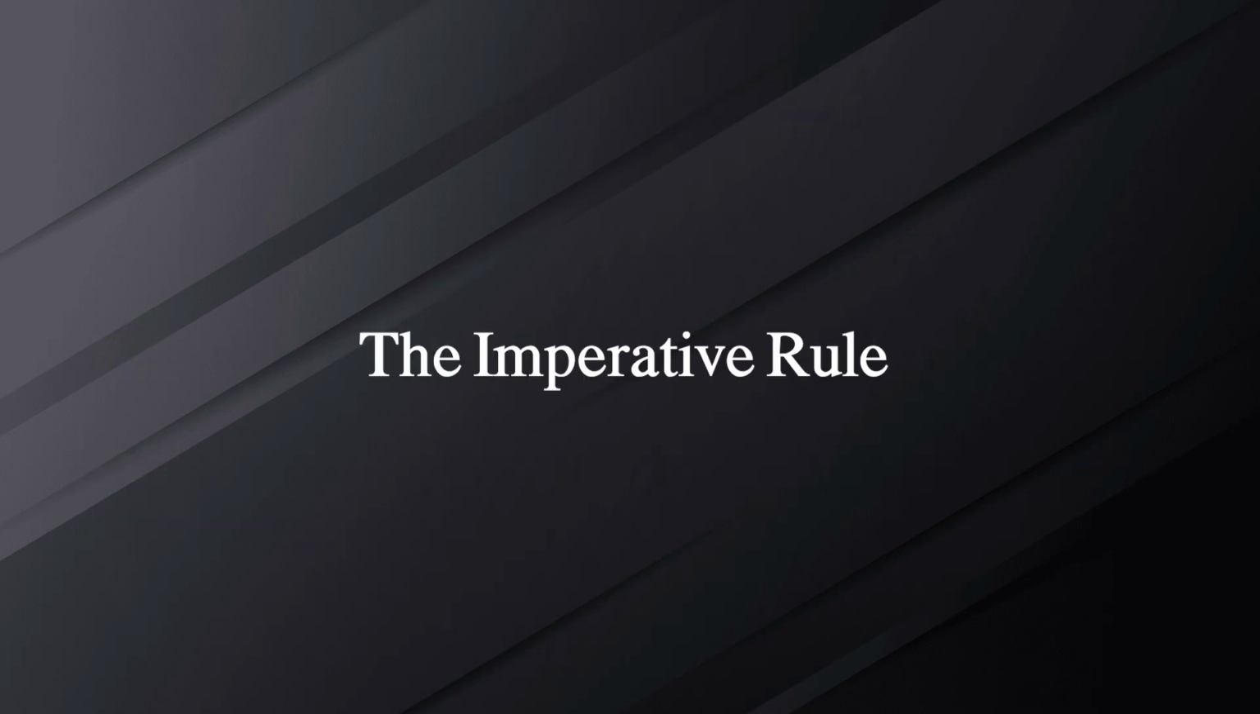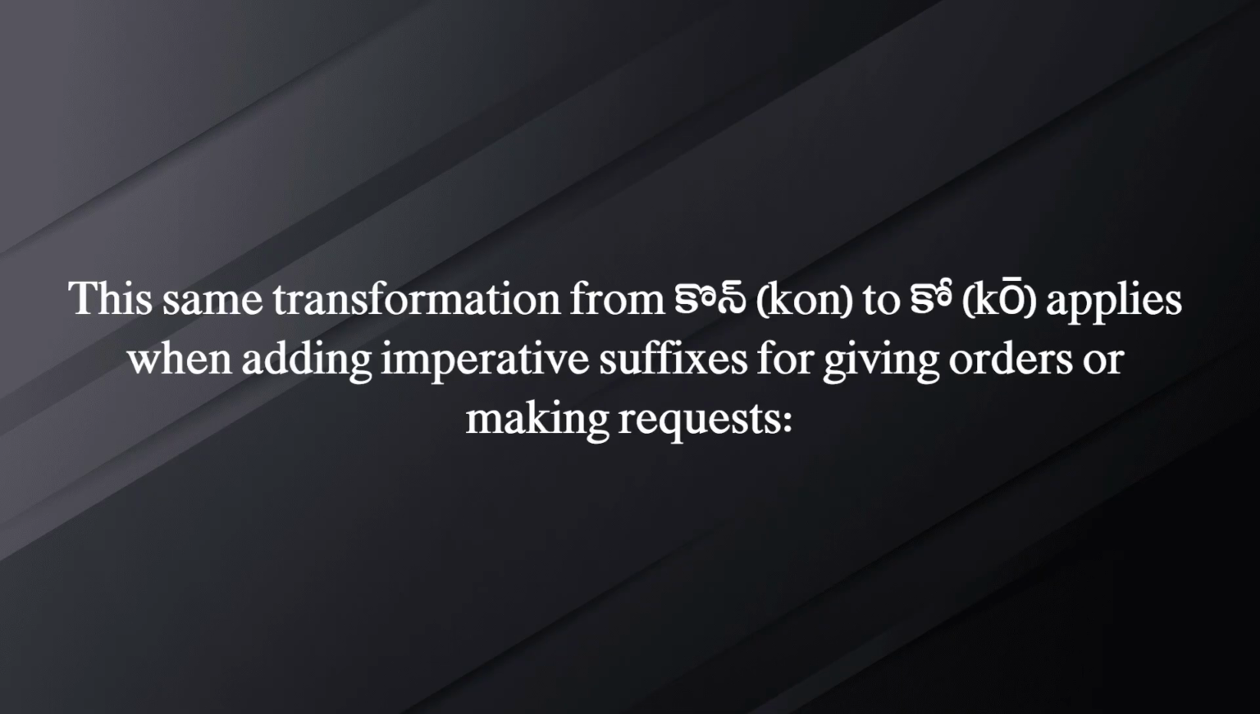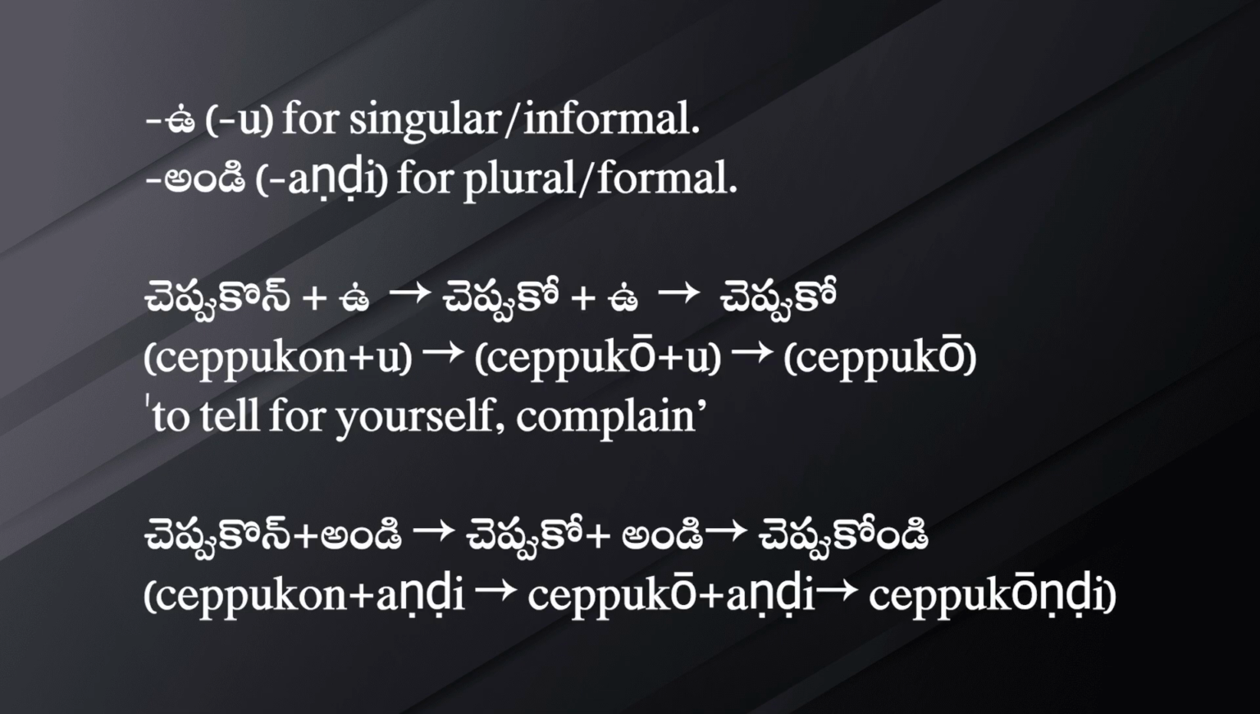The imperative rule means commands. This same transformation from kon to ko applies when adding imperative suffixes for giving orders or making requests. U for singular or informal. Andi for plural and formal. Cheppukon plus u becomes cheppuko, to tell for yourself or complain.